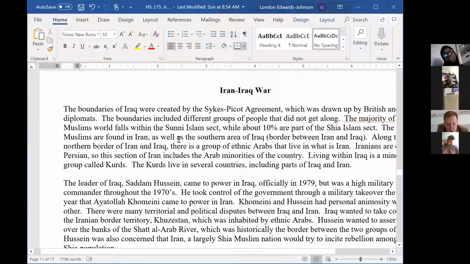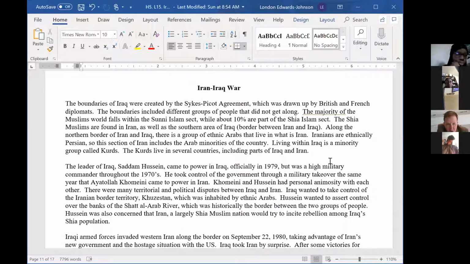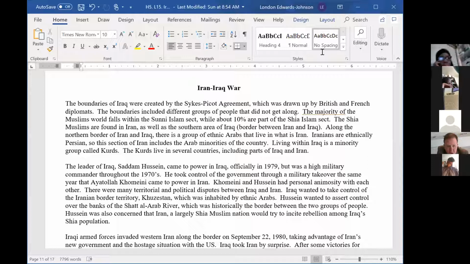Iran-Iraq War. The boundaries of Iraq were created by the Sykes-Picot Agreement, which was drawn up by British and French diplomats. The boundaries included different groups of people that did not get along. The majority of the Muslim world falls within the Sunni Islam sect, while about 10% are part of the Shia Islam sect. The Shia Muslims are found in Iran, as well as the southern area of Iraq, along the border between Iran and Iraq. Along the northern border of Iran and Iraq, there is a different group of ethnic Arabs that live in what is Iran. Iranians are ethnically Persian, so this section of Iran includes the Arab minorities of this country. Living within Iraq is a minority group called Kurds. The Kurds live in several countries, including parts of Iraq and Iran.